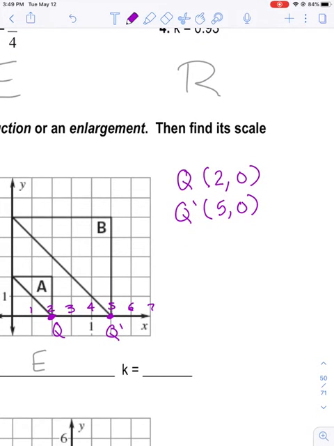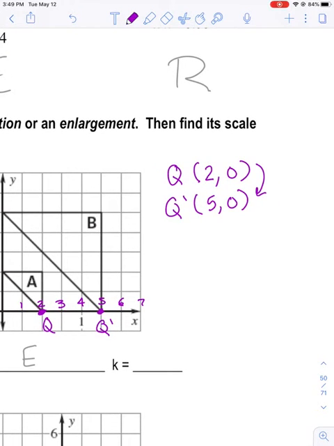So question is, what do I multiply Q by to get to Q prime? And I have to divide it backwards to figure that out. So it's going to be 5/2. If I multiply 2 times 5/2, I get 5. So to figure that out, I do 5 divided by 2. Whatever the arrow points to divided by the other one. So the scale factor is 5/2.